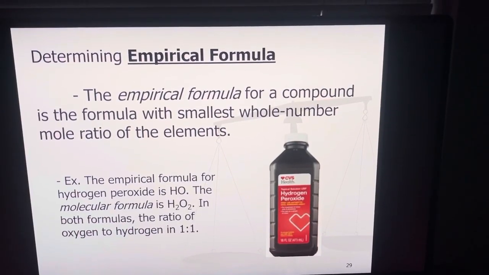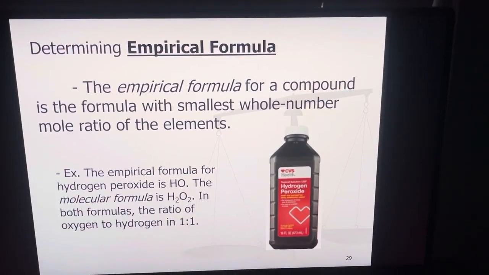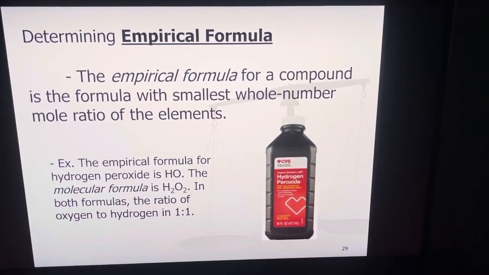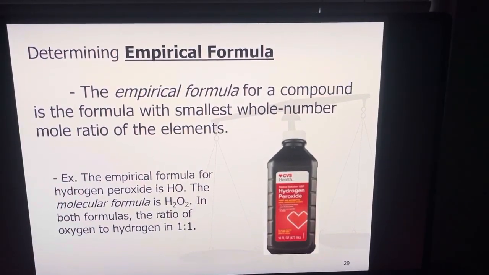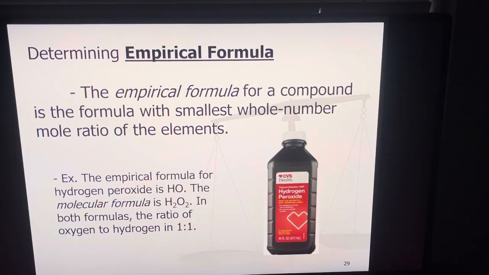Okay, so moving on, we've got two more types of problems we have to figure out here. One is determining the empirical formula for a substance. Now, what is an empirical formula? The empirical formula for a compound is the formula with the smallest whole number mole ratio of the elements. Pretty much everything we've seen so far in this class has been the empirical formula. So here's an example. The empirical formula for hydrogen peroxide is HO. That is the smallest whole number mole ratio of the elements.